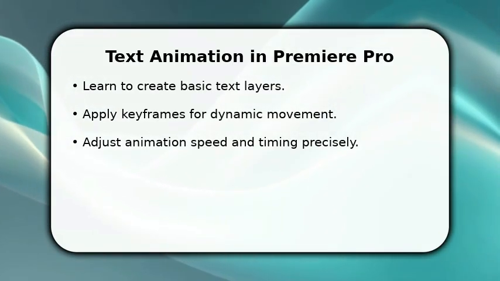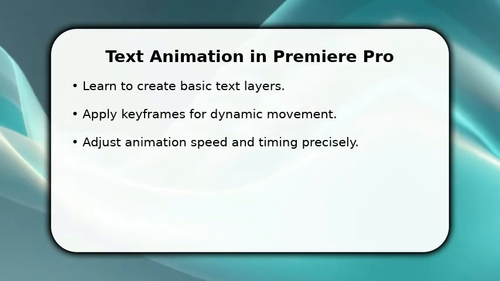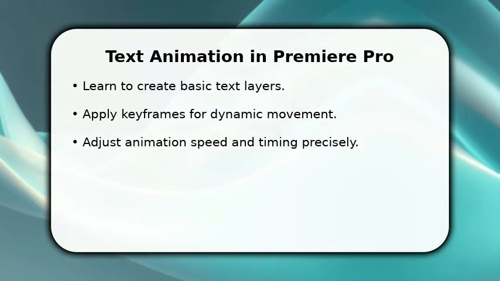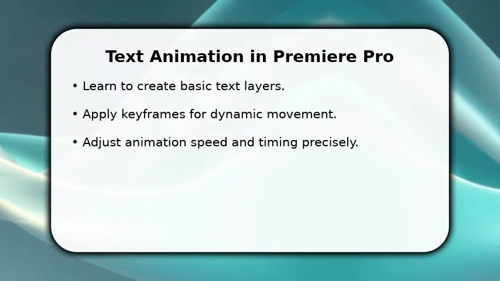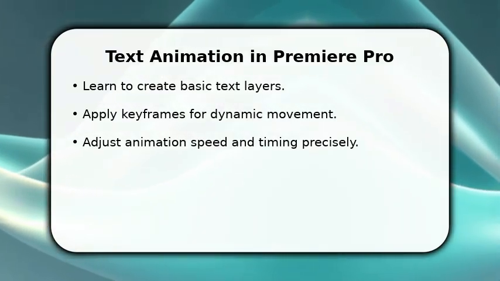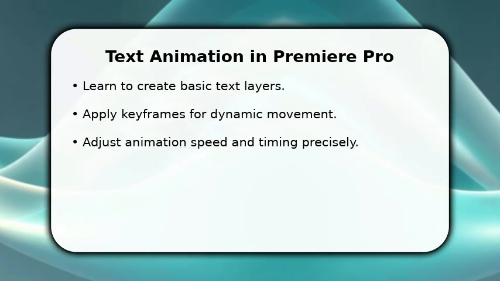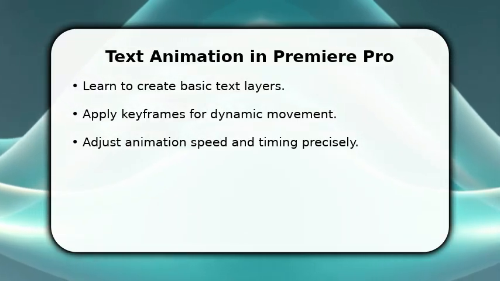Next, navigate to the Effect Controls panel to find the text properties. We'll then add keyframes to animate position, scale, or rotation, making your text move smoothly across the frame. Adjust the keyframe timing for a perfect animation flow.